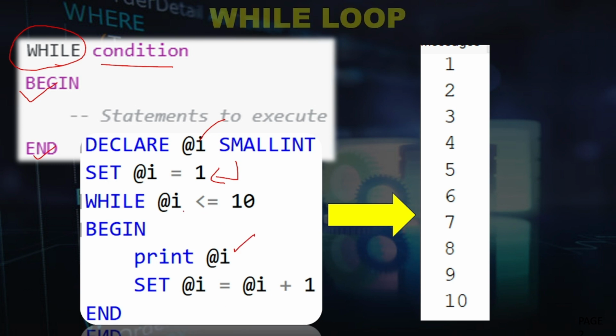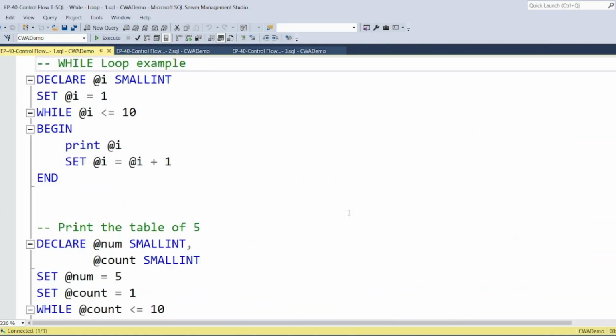So it will come here and it will say, since the value of I is 1, it is less than 10. So it will print I, and the value will be increased by 1. Again, it will come here and say it is 2, which is less than 10, print, and this way it will print all those values from 1 to 10. Make sense? Let's go and see this in action.